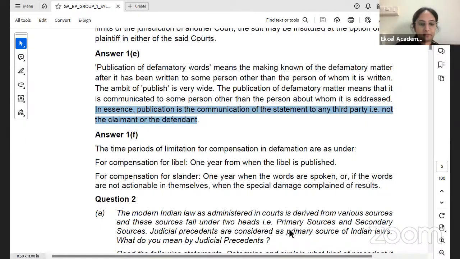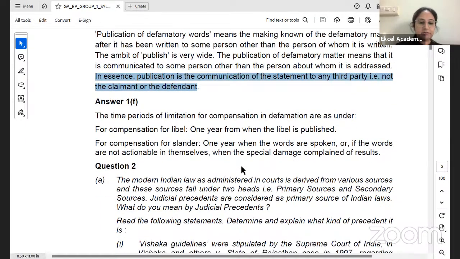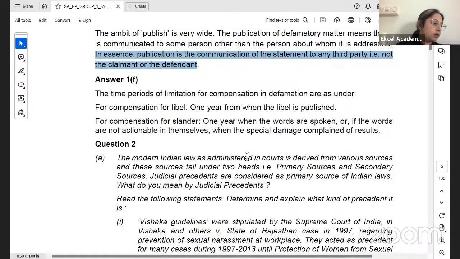Okay, next 1F. We'll go to 1F. I'll just read the question out for you. It asks, what is the time period of limitation for compensation in defamation? So you are asking for compensation, no? The principal is asking for compensation. What is the time limit? That is what you have to write. This is for 3 marks.